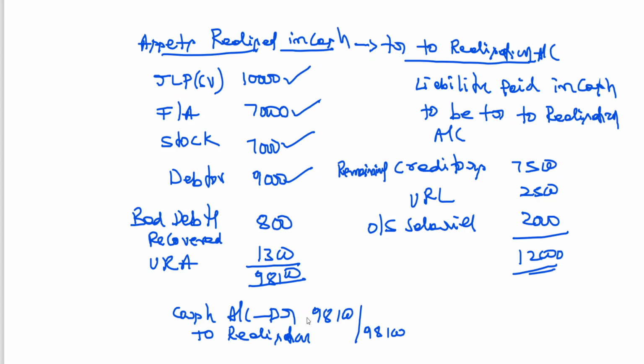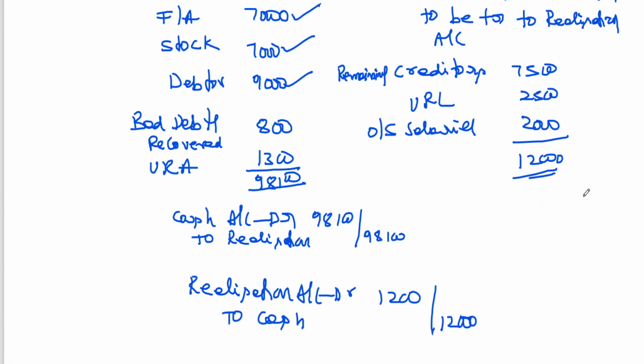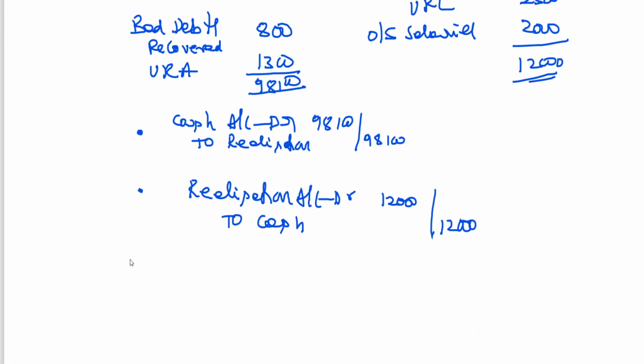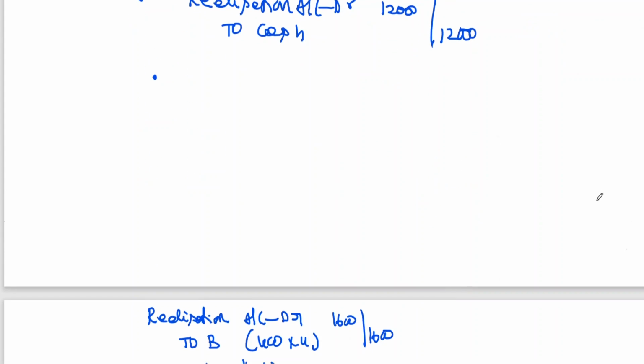So all assets have been realized, including unrecorded assets and bad debts recovered. Then in relation to cash, 12,000. Now, all liabilities have been paid. Next, we have the entries written. I've written the entries.